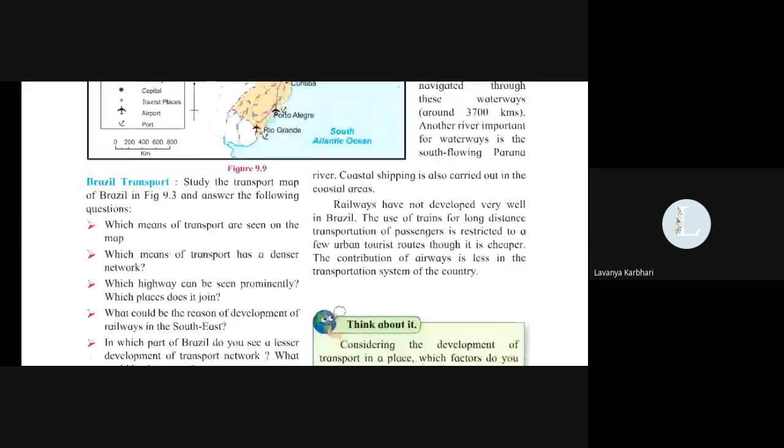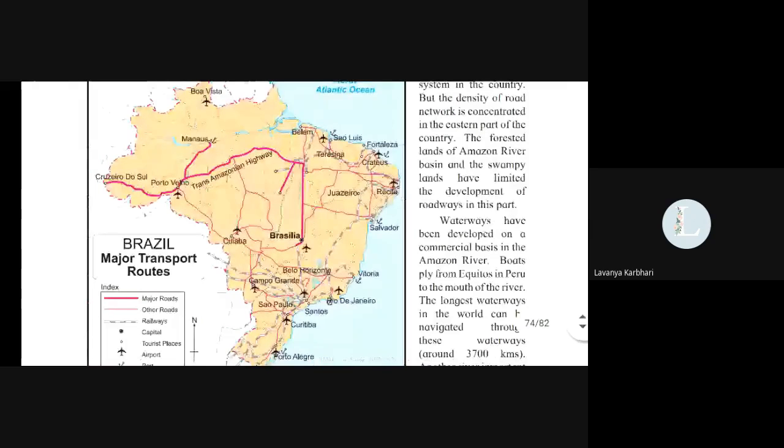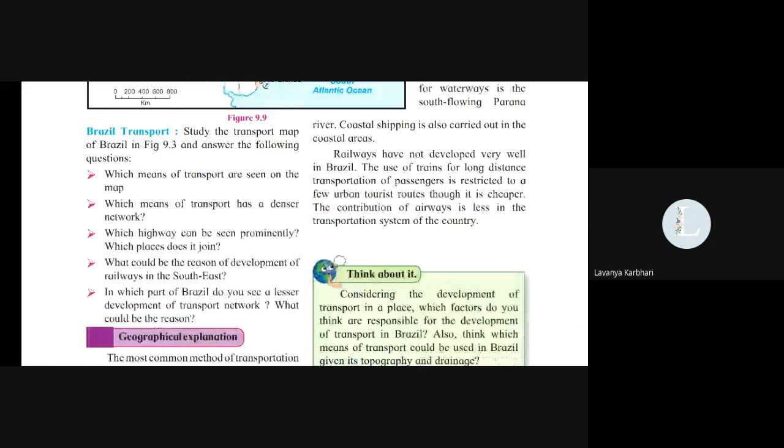Another river important for waterways is the south flowing Piranha River. Okay, Piranha River is also important according to waterways. It is south flowing. It is close to the south of Brazil. Coastal shipping is also carried out in the coastal areas. We already know ports are there, so coastal shipping is also there in the coastal areas.